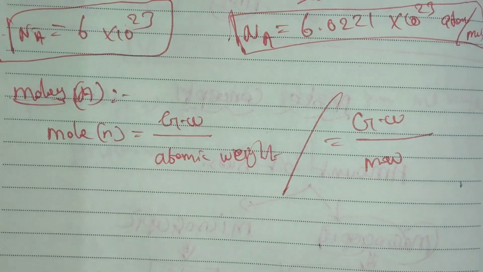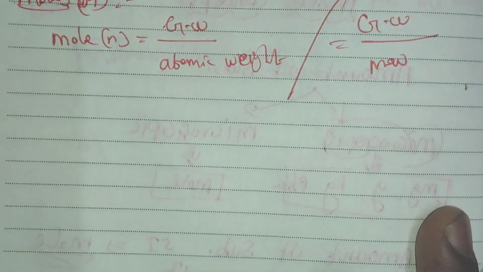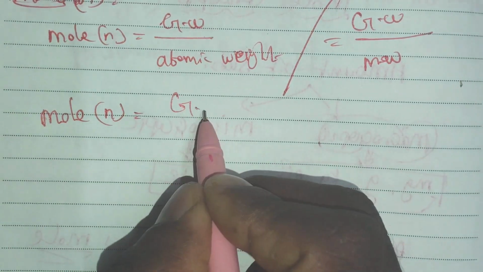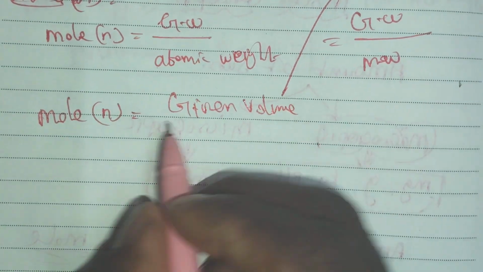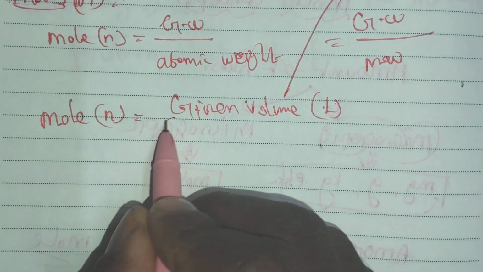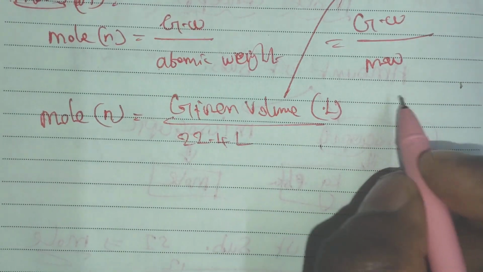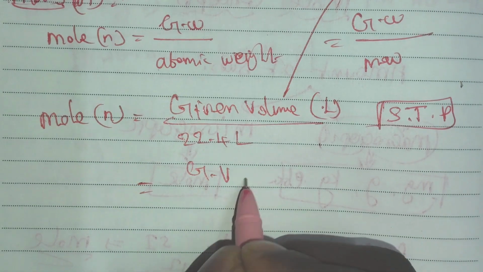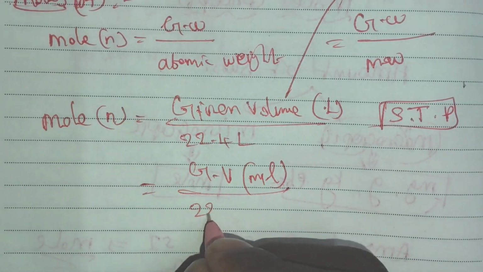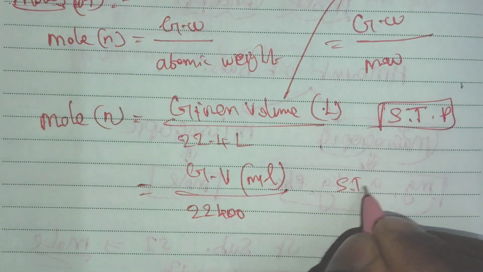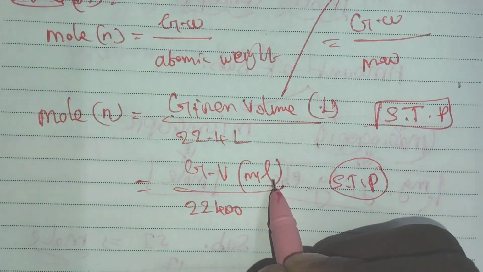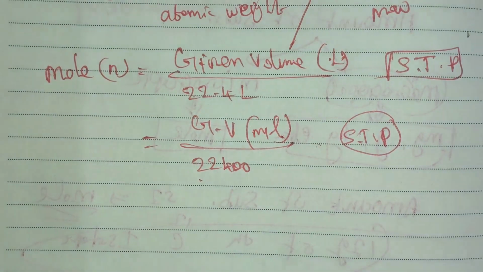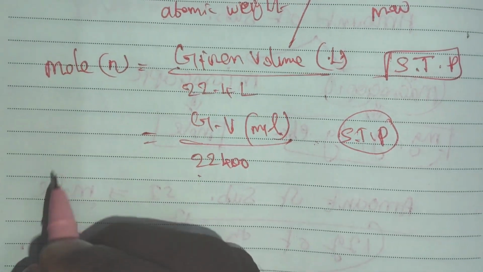Also, if the substances are liquids or gases, we can use the volume relation. The mole n is equal to given volume, in liters, divided by 22.4 liter. This is especially for the standard temperature and pressure condition. If the given volume is in milliliters, we divide it by 22,400 at STP. We simply change the liter into milliliter, converting 22.4 into 22,400.